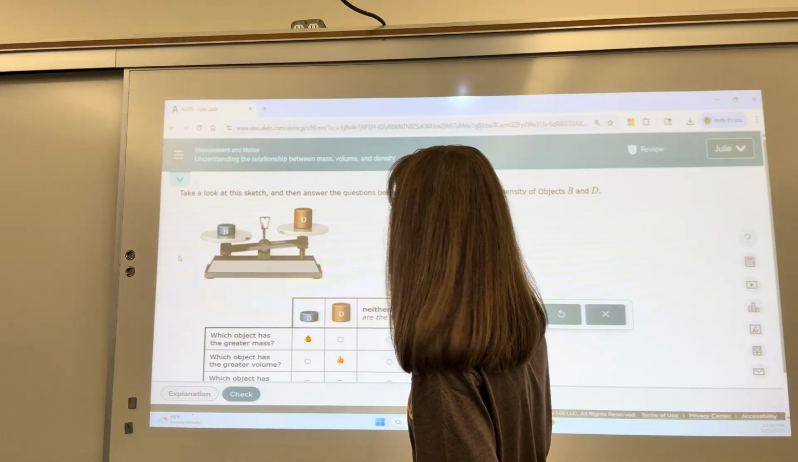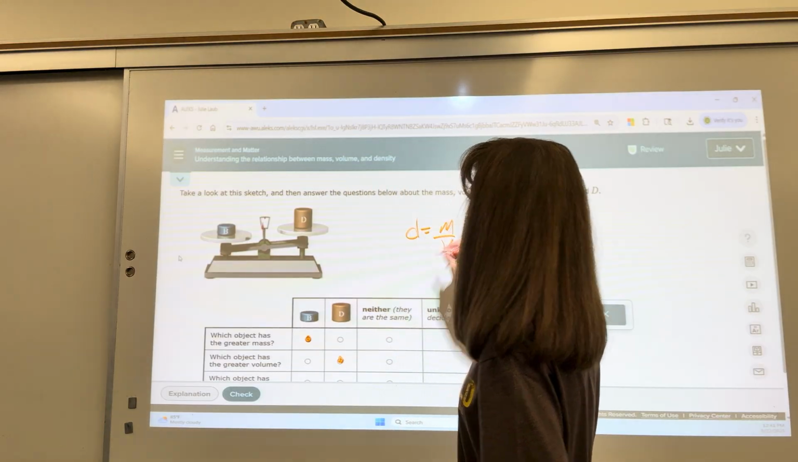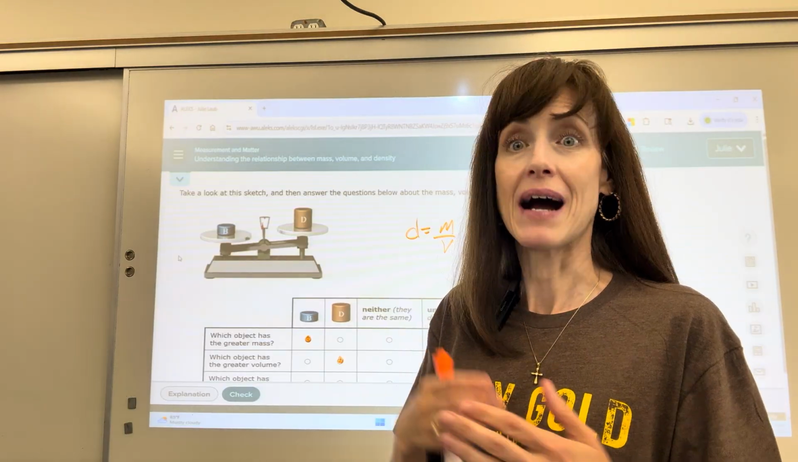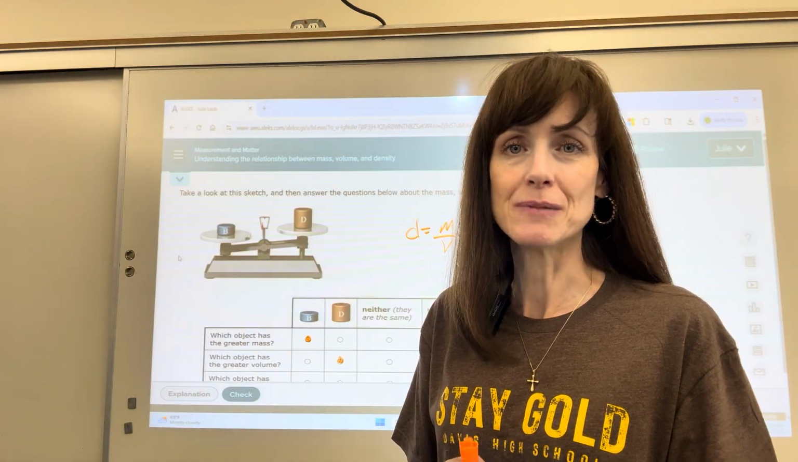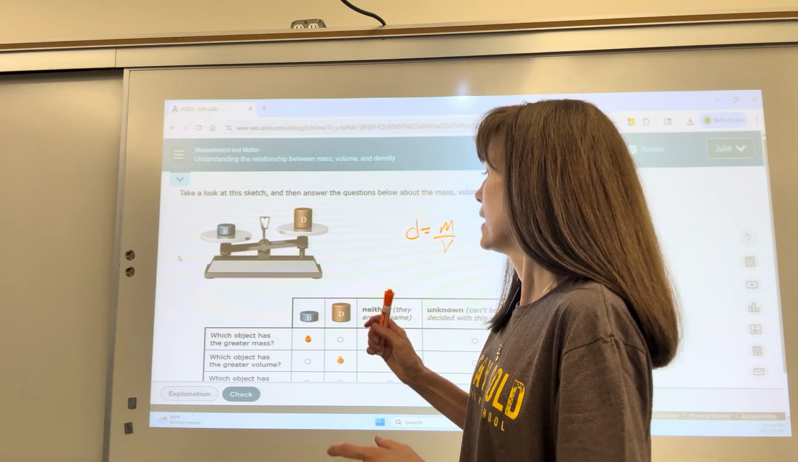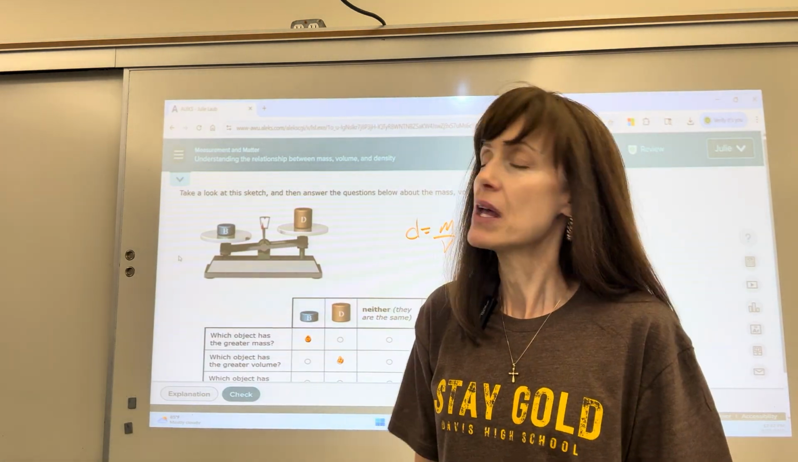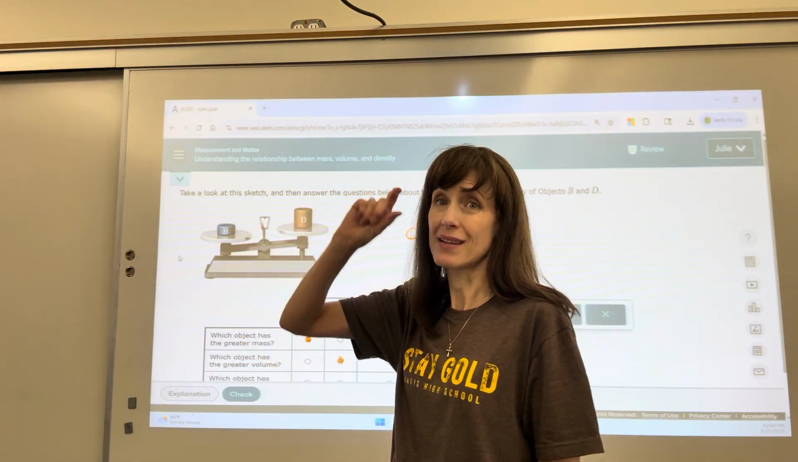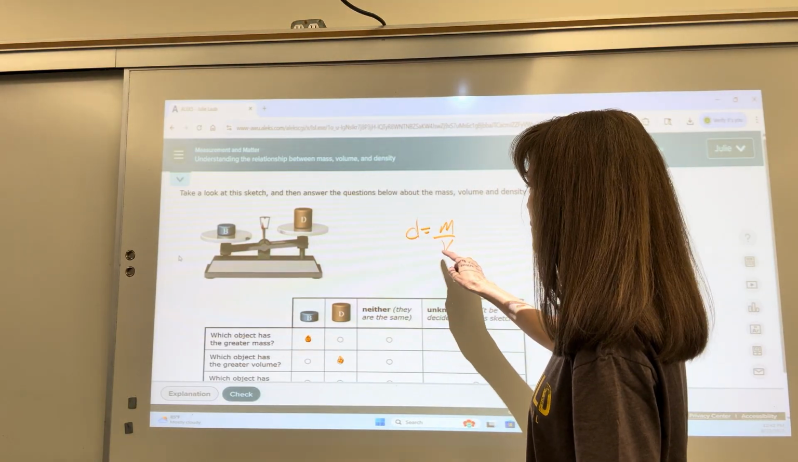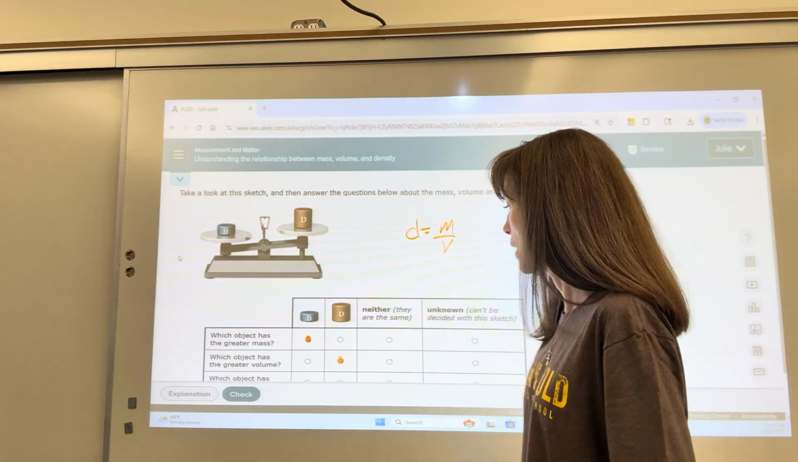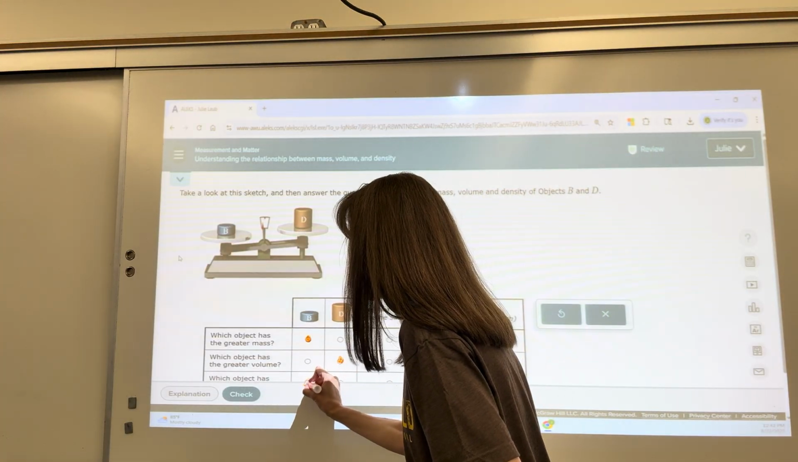Now remember, density is mass divided by volume. We're looking at how compact and the individual mass of one atom compared to others. It's easy in this situation to see that B definitely has a greater density because there's more mass with less volume, more mass with less volume, you're going to have a greater density. Mathematically, you could think that out as well. So down here, I'd say greatest density right there.